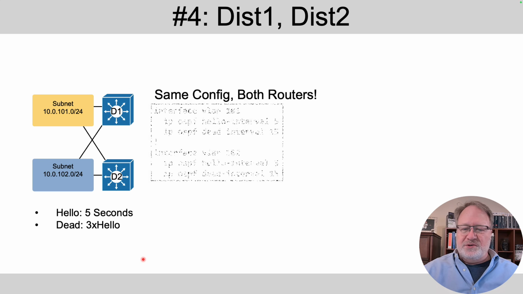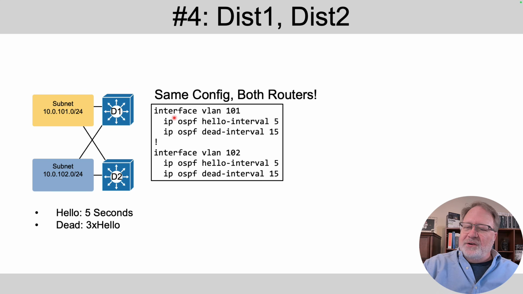So here on the distribution switches, under interface VLAN 101 and 102, you just configure these two commands to set the hello and dead intervals to 5 and 15 seconds respectively on both of them. All right, so I'm just showing one box, but it's needed on both of them. If you did it on one and not the other, they would no longer become neighbors over that subnet, all right? Because one would have one set of timers, one would have another, and that's one of the things that causes neighbors, or potential neighbors, to not become neighbors, all right?